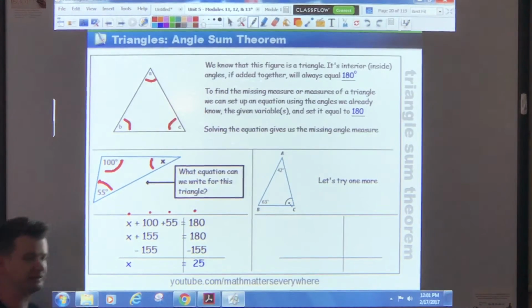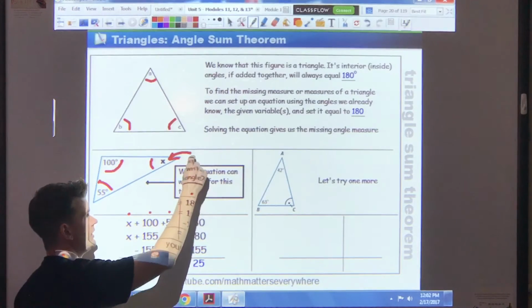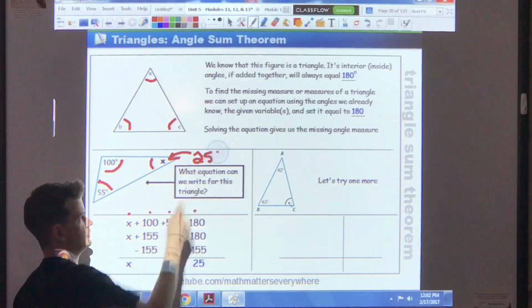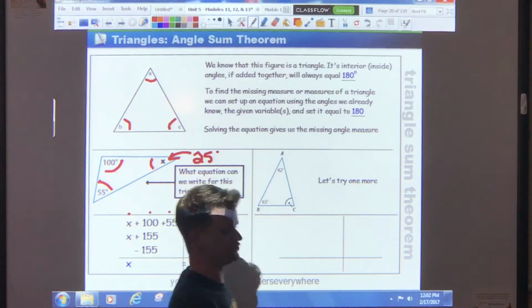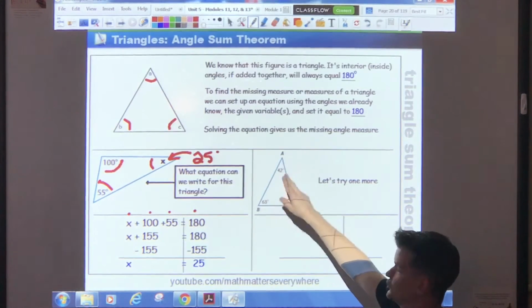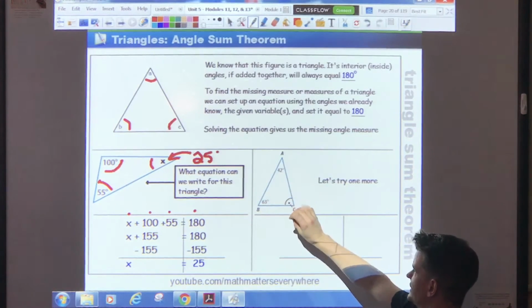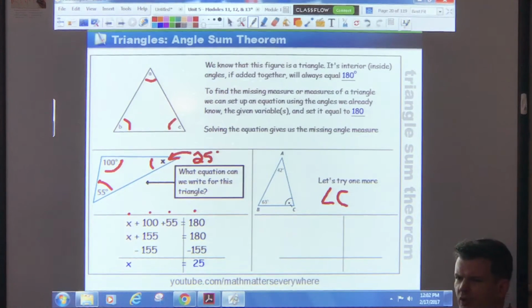You should never get this wrong, because you can always go back and add them all together, and they have to equal what? 180. If they equal anything else, you did something wrong. Figure it out. All right. Let's try another one. So here we have another triangle. Once again, we are given two angles. We are trying to find what? Angle C. So we can write an equation for this.